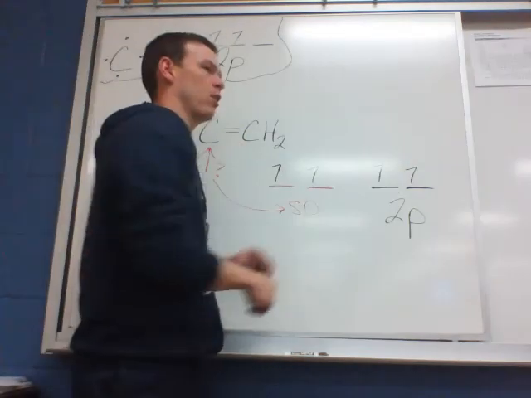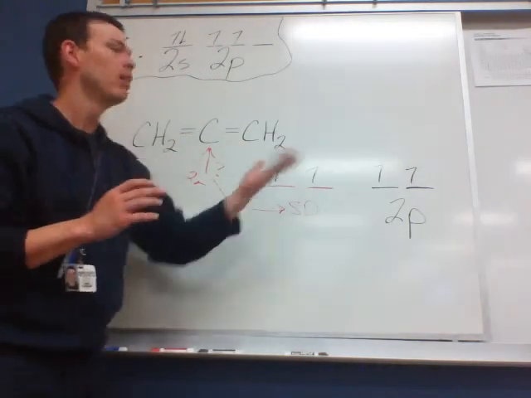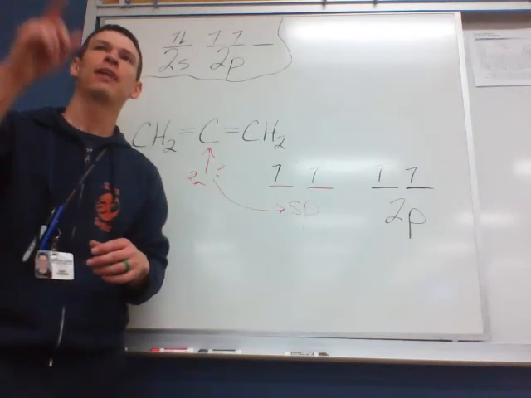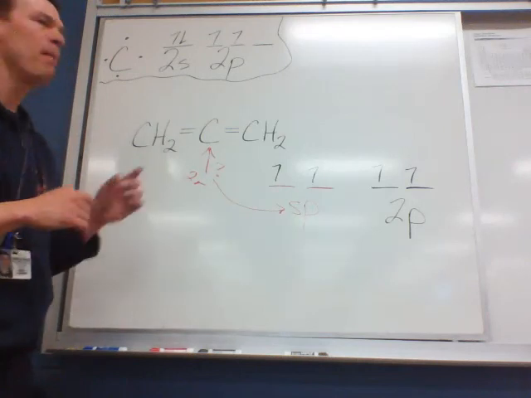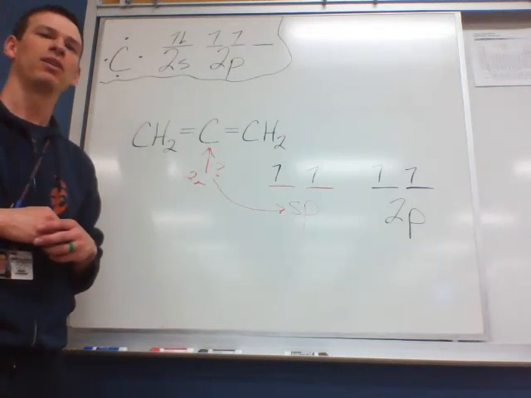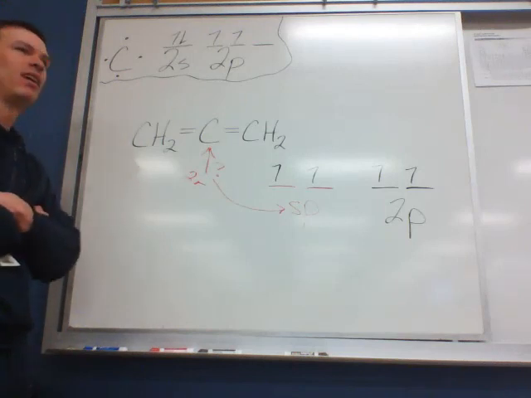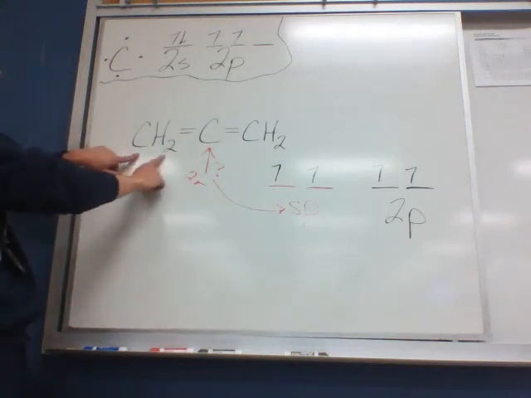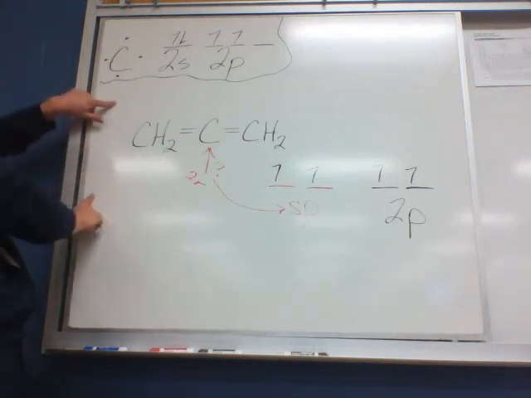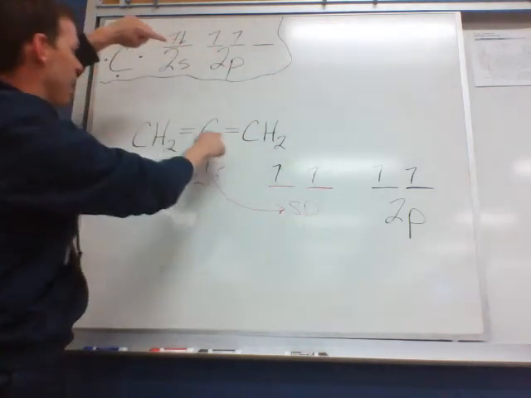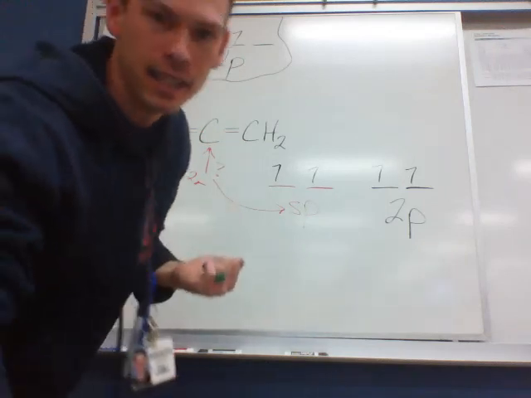The entire configuration after hybridization, well, the rest of what I drew. Before I answer your question, how many sigmas are in the entire molecule? How many sigmas are in the entire molecule? 6. Right? Because look here, this is C bonded to 2 H's. So 1, 2, 3, 4, 5, 6. That would be 6 sigmas.